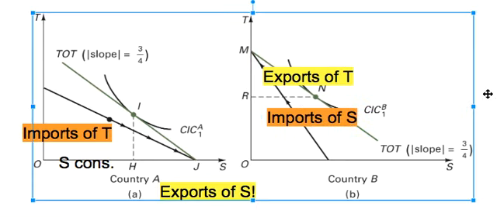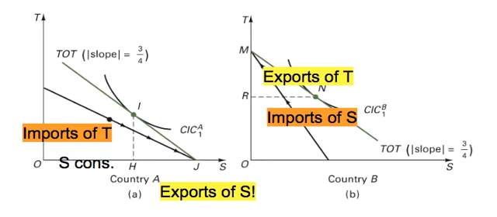Okay, perfect. So now we have the second trade triangle, which is going to be given, for country B, by MRN. And again, MR is just exports of textiles from country B to country A, and RN is just imports of soybeans from country A into country B.